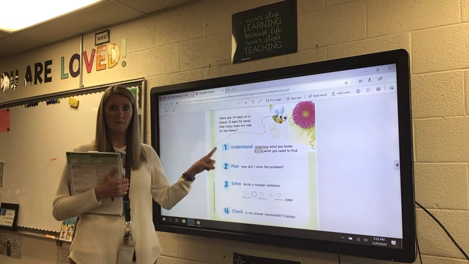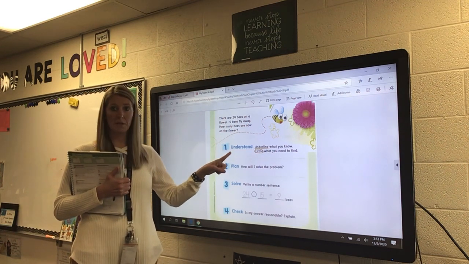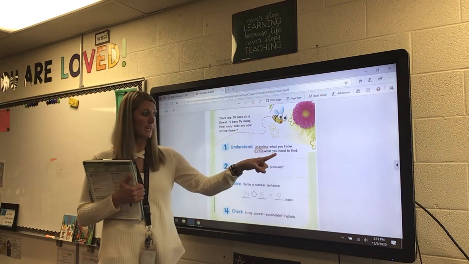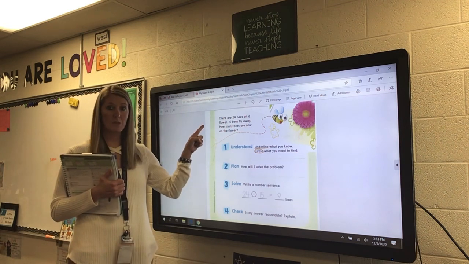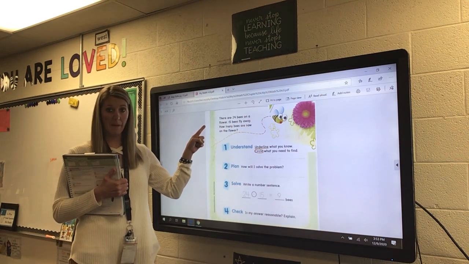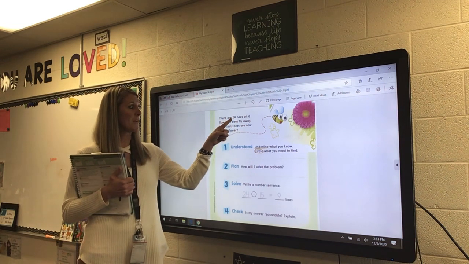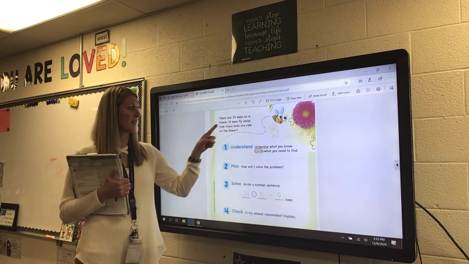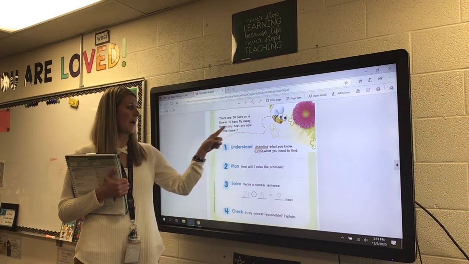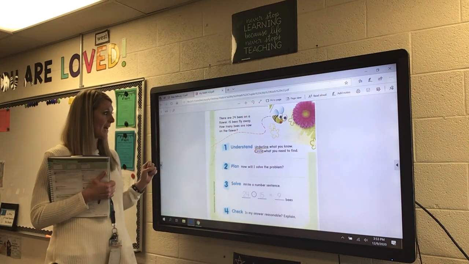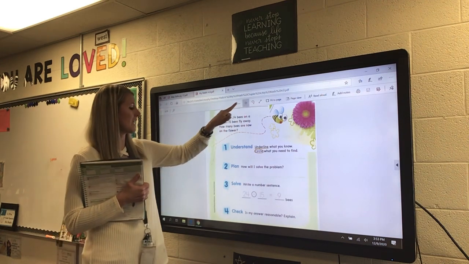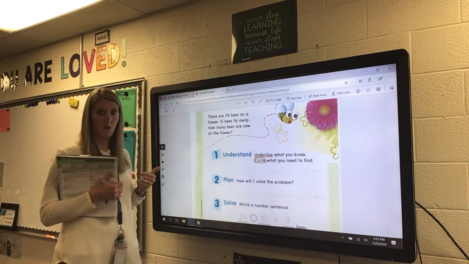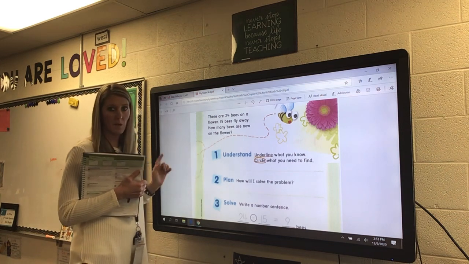So number 1, the first step is to understand. Underline what you know. Circle what you need to find. So let's look at our story problem. There are 24 bees on a flower. 15 bees fly away. How many bees are now on the flower? So right now, I would like you to take your pencil and underline what we know. So we know there's 24 bees, so underline the 24.